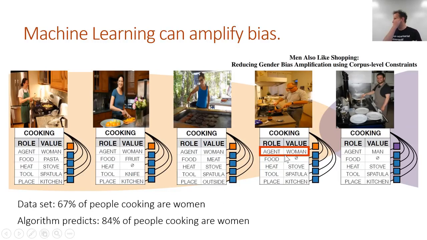Which is a really understandable thing for an algorithm to do. It took a biased input and created a more biased output, because for this particular loss function, that's kind of where it ended up. And this is a really common kind of model amplification, right?